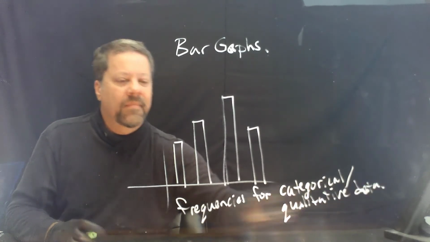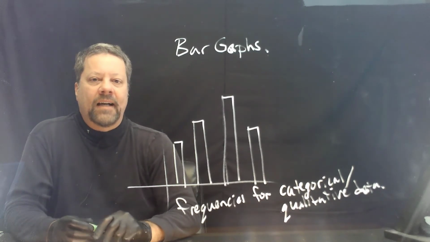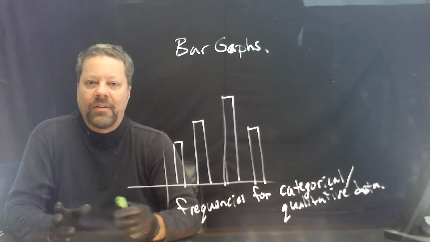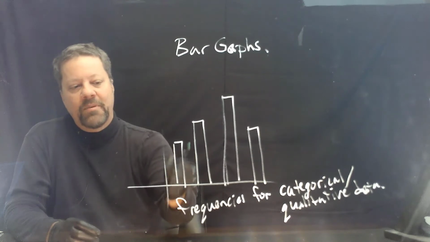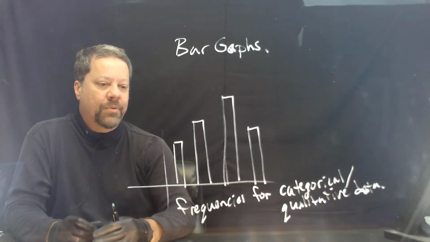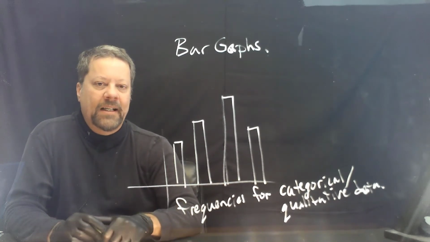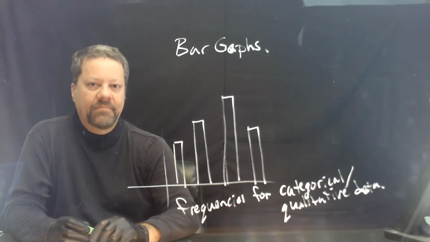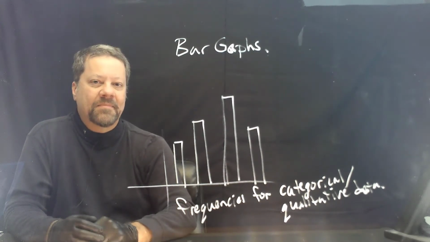So we might be looking at eye colors. And eye colors aren't necessarily numeric. We have what? Blue, green, brown, dark brown, and so on. And we can just put the number of, say, blue eye individuals in a group here, green, brown, dark brown, etc. So we can classify this qualitative data and then put their frequencies into a bar chart like this.